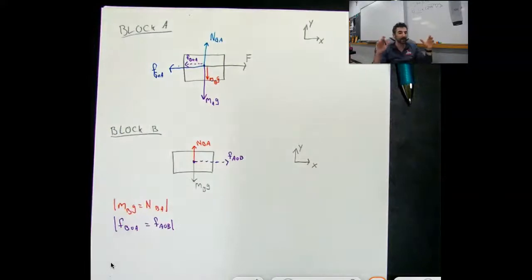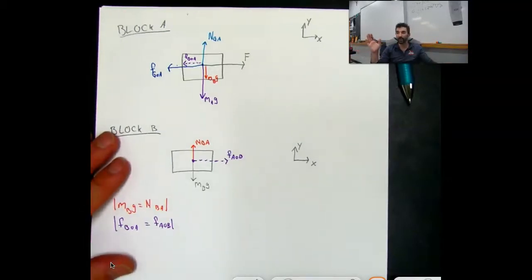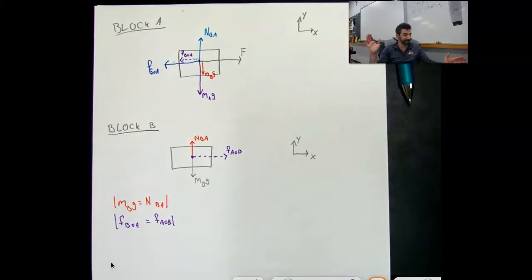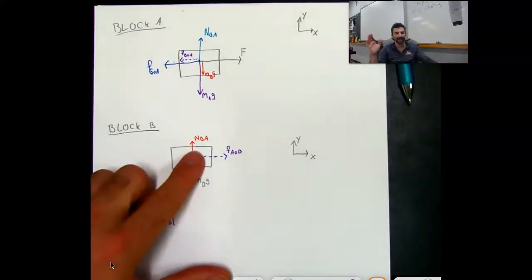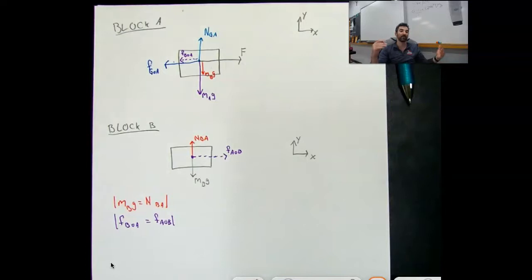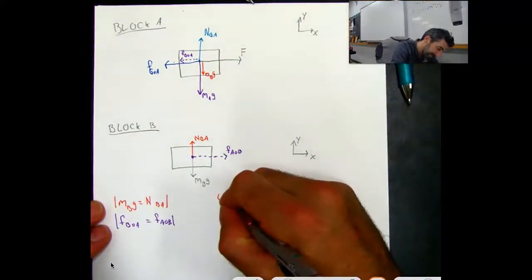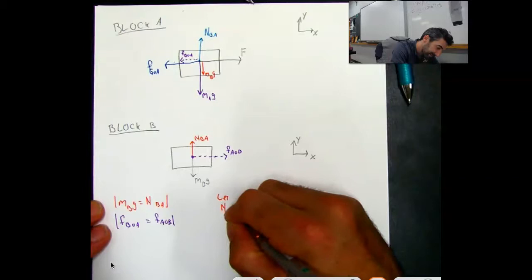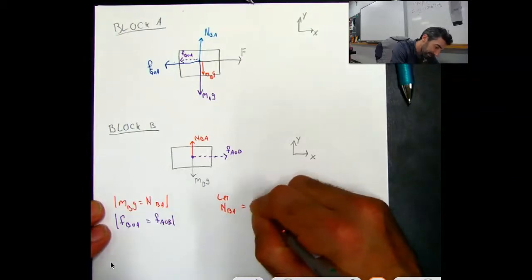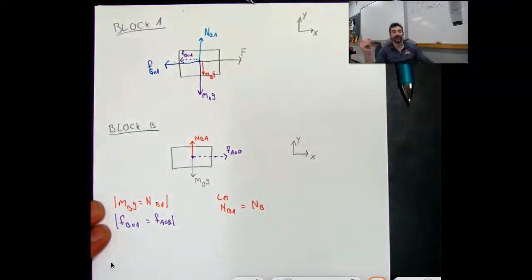And now that we know this, we can try and eliminate some of our subscripts, I don't want to say useless subscripts, but the arbitrary subscripts for things that we actually know. In other words, like NBA, that's just the normal force of block B, right? So I'm going to let NBA equal just the normal force acting on block B.